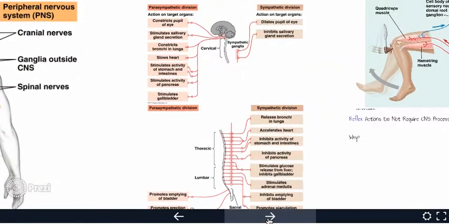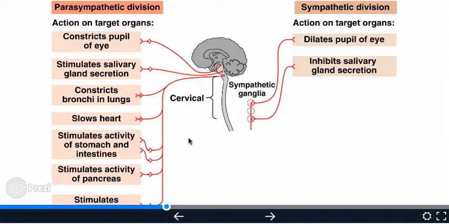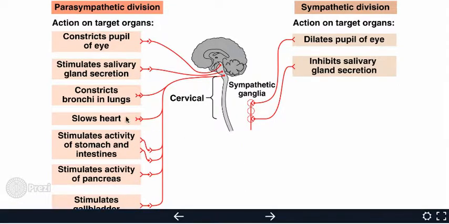All right, so here's parasympathetic division, and just keep a note, this is in the medulla right here, right? And so parasympathetic division has targets constricting eye pupils, stimulating salivary gland secretion for when you're ready to digest food, constricting bronchi and lungs, and you can read down and see what it does. Okay, so there's a lot of stimulation here. The sympathetic division takes place lower in the spinal cord. So we'll go into the next screen to see the rest of that.